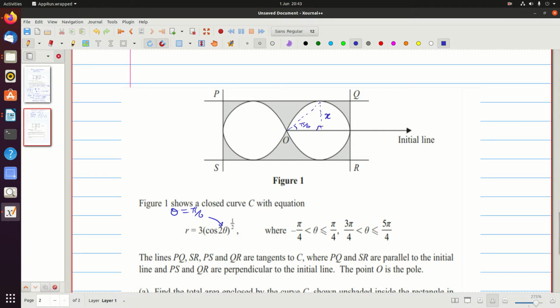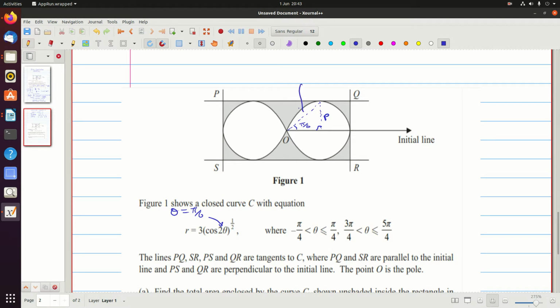I just called it x. Tell you what, to avoid the confusion, I'll call it p for you, if you like. Let's call this side p, because if I find p, I've just got to double it, and I've got the width, and I'm really, really close to the answer then. Well, plug theta equals pi over 6 in there. You get cos 2 pi over 6, which is cos pi over 3, which is cos 60, and that's a half. A half square rooted is 1 over root 2. Times it by 3, you're going to get 3 over root 2.